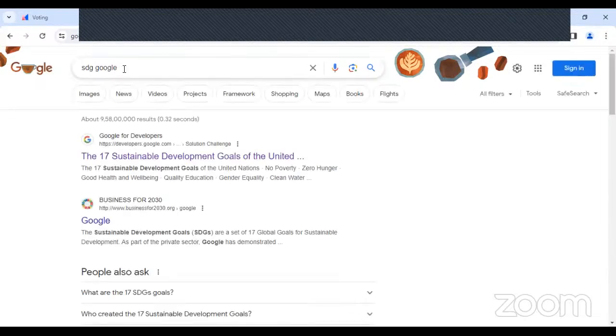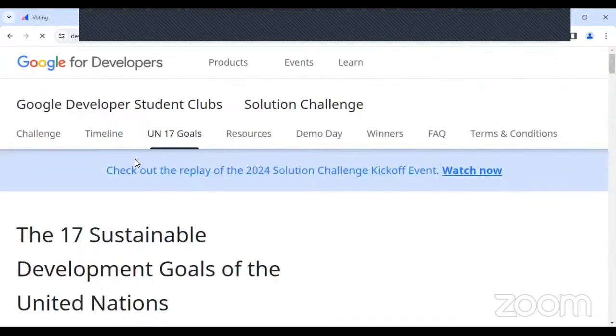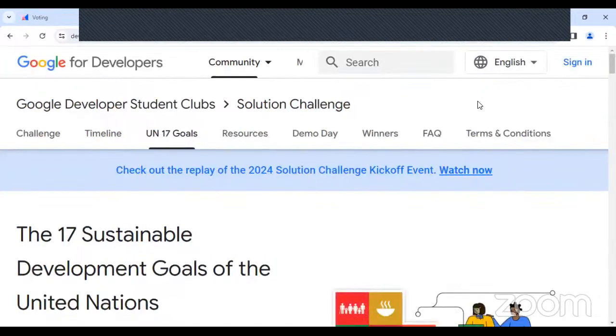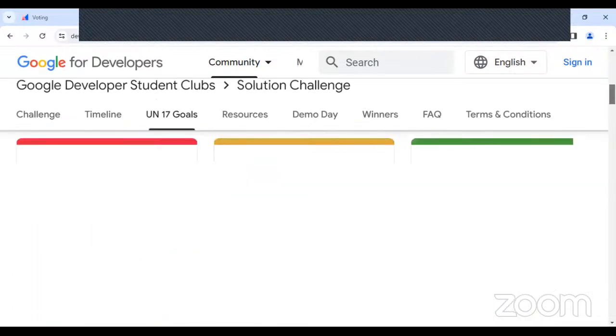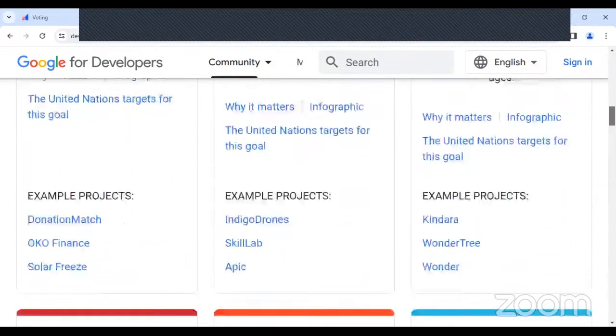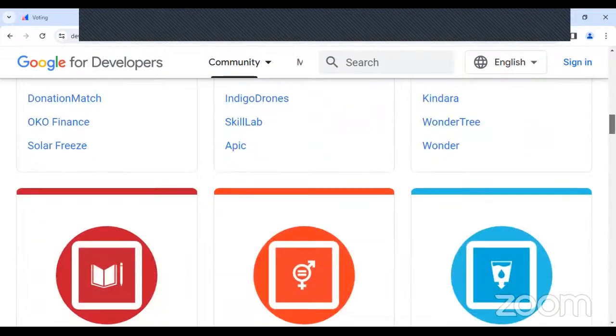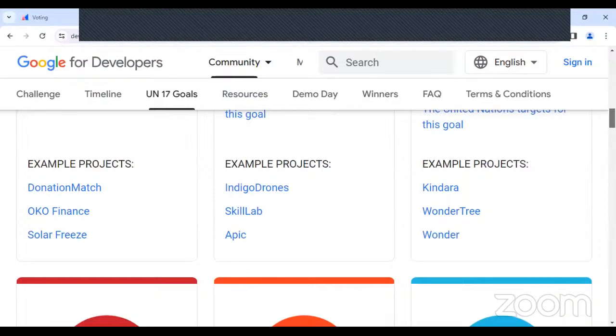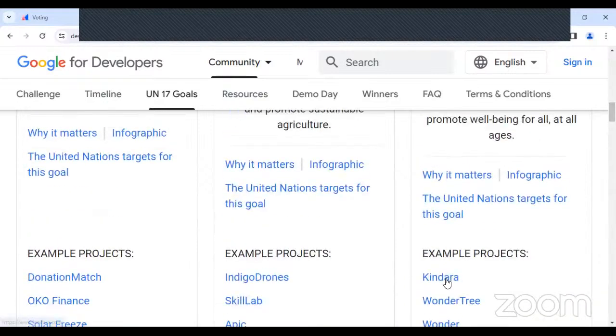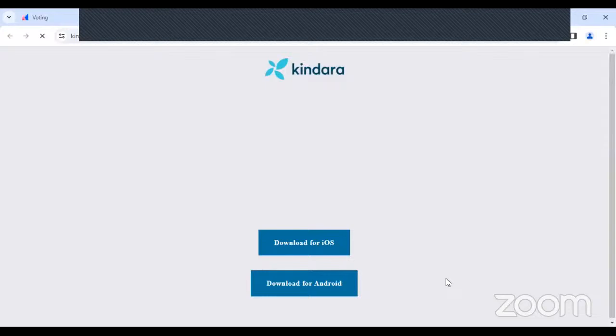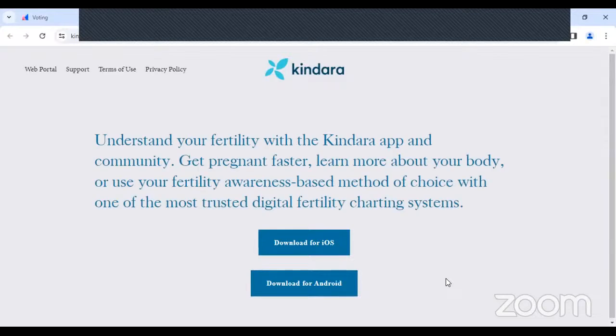So the first website, I typed the keyword. Everybody please note this keyword, SDG Google. That is what I typed. For all the sustainable development goals, there are 17, as I said earlier. Google has developed certain solutions for each of them. You take any one. I'll take this one, Kindara. It's related to health. It's an app developed by Indian students. They are college students, who had not even completed their degree.